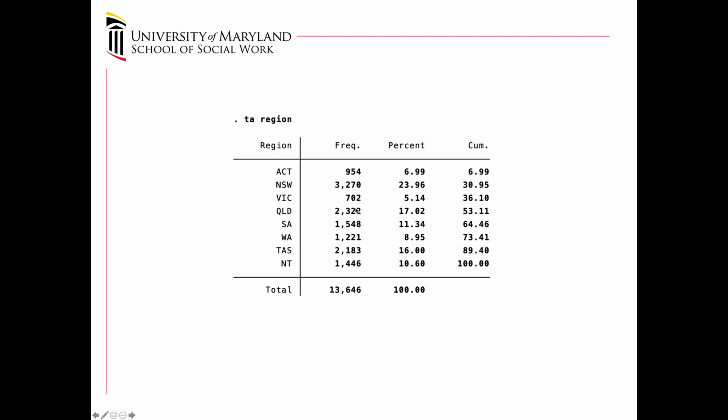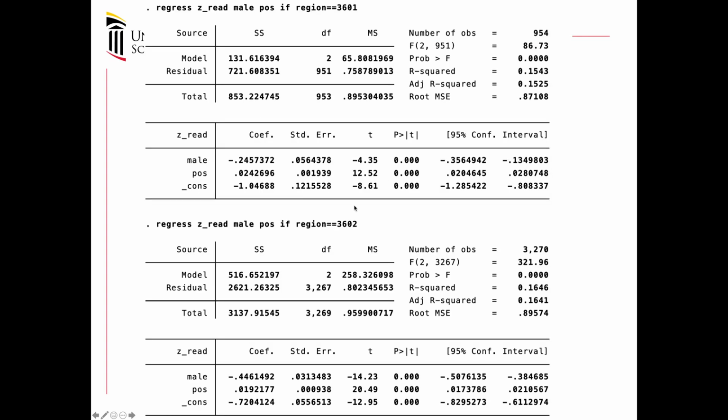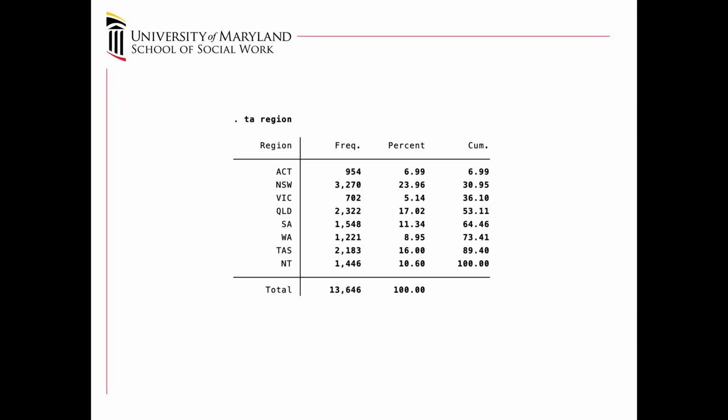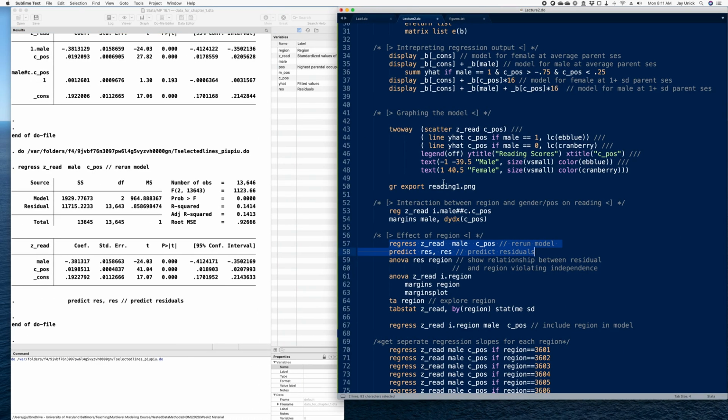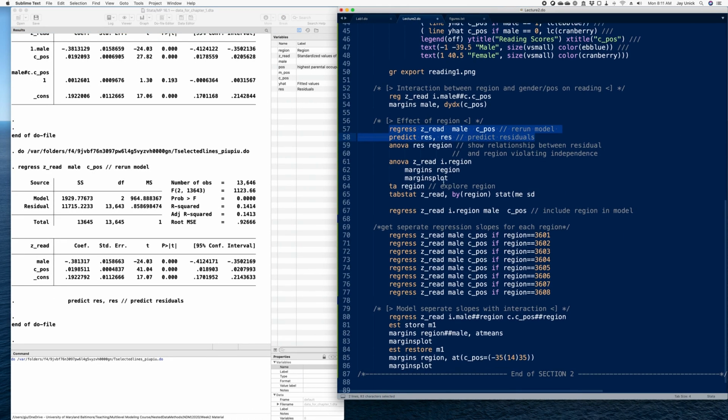What we're going to do in the first step is run a regression for each of these, and that's why I need to look at this, to make sure that I have enough sample size in each of these regions to run a regression for ACT, and a regression for New South Wales, and a regression for Victoria, and a regression for Queensland. You can do that in Stata. Of course, you can do that in Stata.